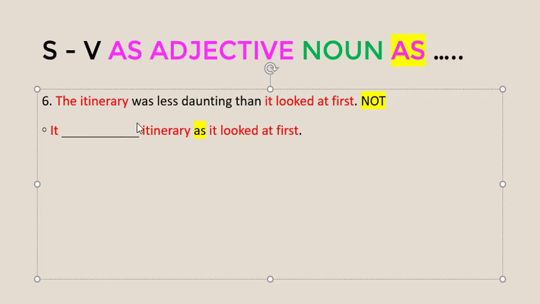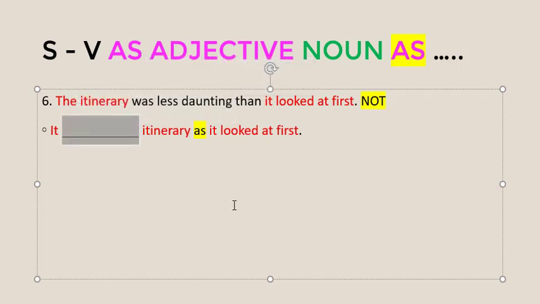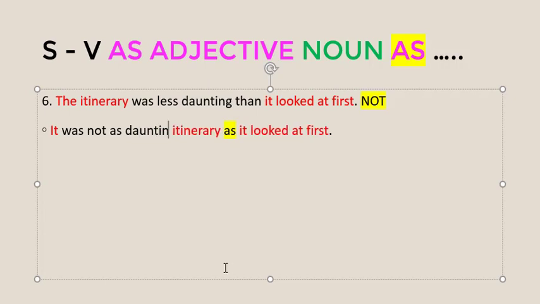Okay, look at the sentence. It's in past tense, so we have to use "was". And then look at the clue, you have to put it into negative, so we have to use "not" here. And then we have to use "as", and then the adjective, which will be taken from the question, is "daunting", "as daunting". And then we have to use the noun. The noun here is "itinerary".